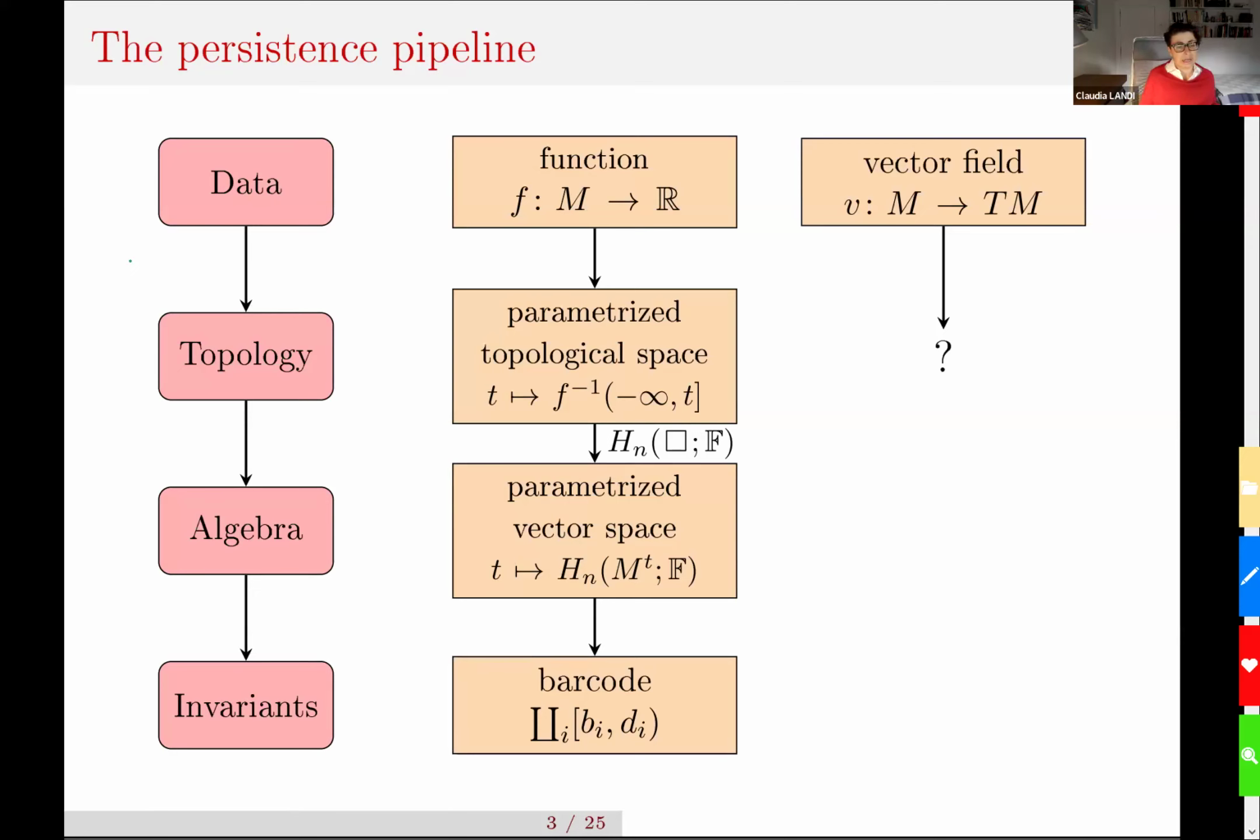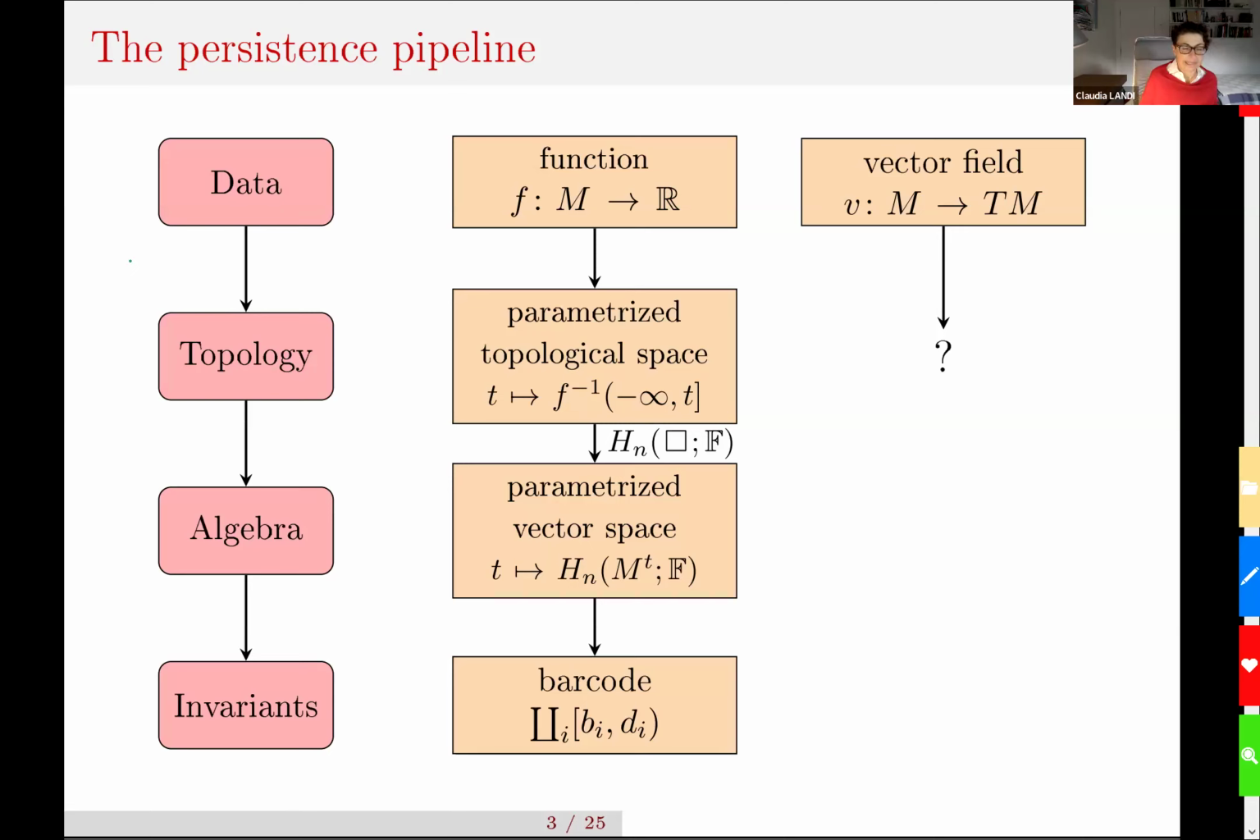And the usual way of doing this is to take sub-level sets of this function so that one gets a parametrized topological space, meaning that we have a parameter t, and varying this parameter t, we can obtain the various sub-level sets. This can also be thought of as a functor from the reals to the category of topological spaces. Usually this is called a filtration, because when t is smaller or equal than s, then the corresponding sublevel set under t is contained in the one under s.